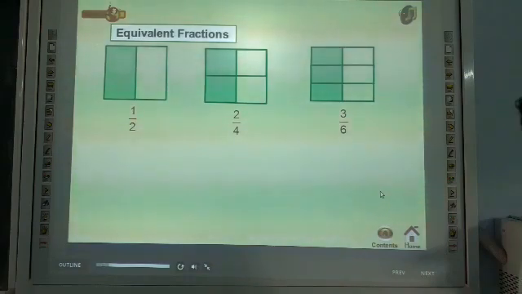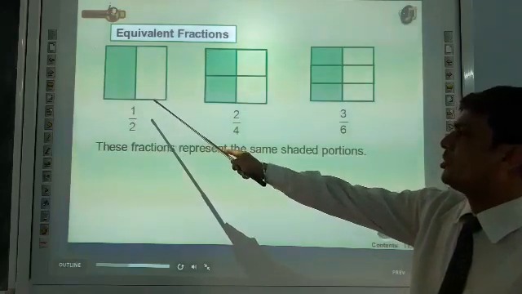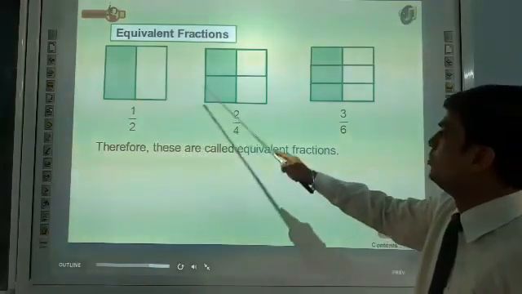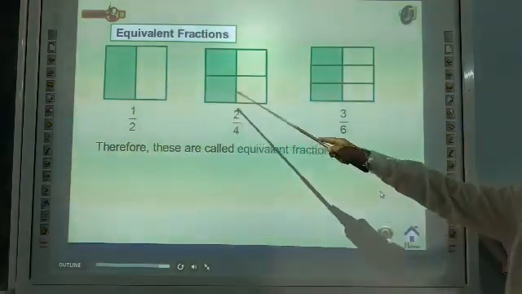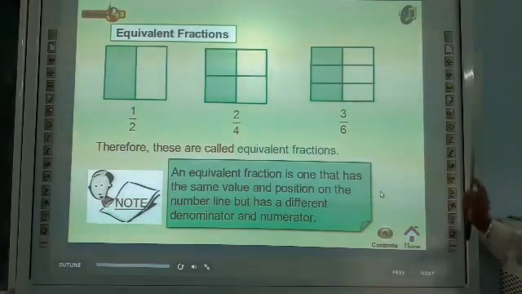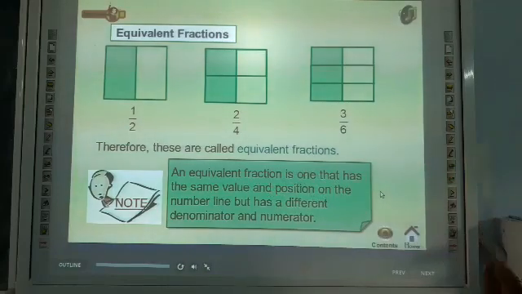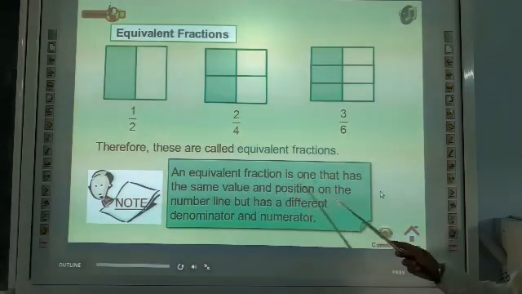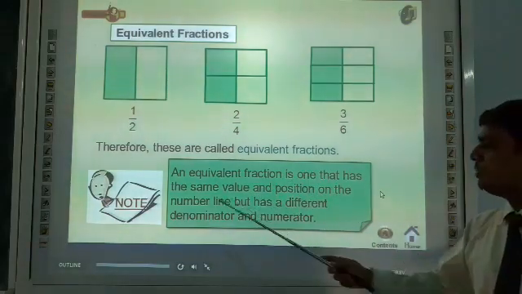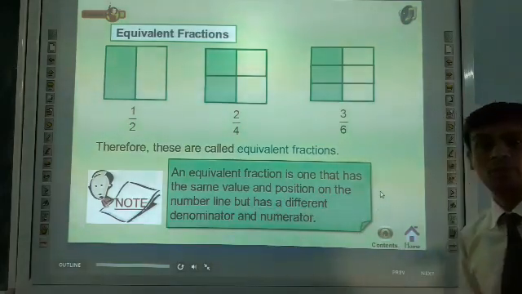Equivalent fractions. Next topic. Two equal parts, shaded portion, fraction is 1 by 2. Shaded portion 2 parts, 2 upon 4. Shaded portion 3 parts, 3 upon 6. Therefore, these are called equivalent fractions. An equivalent fraction is one that has the same value and position on the number line but has a different denominator and numerator.